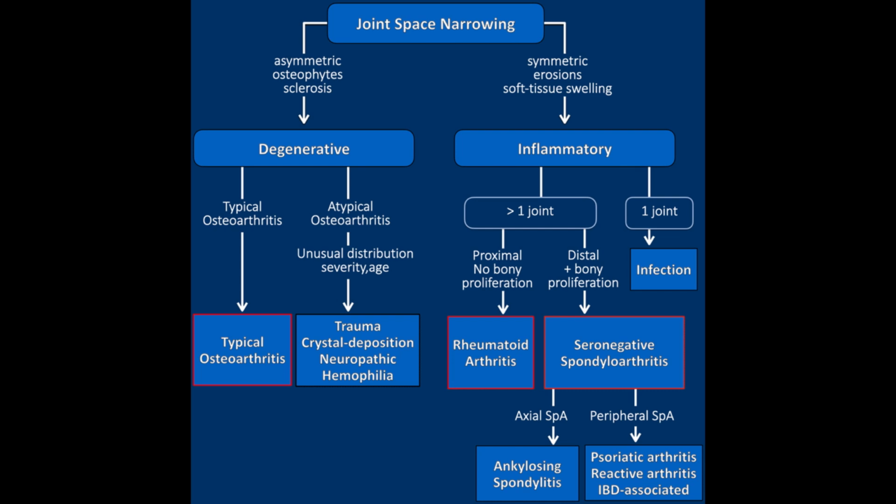Proximal joints, no bony proliferation, that's rheumatoid arthritis. Distal joints with bony proliferation, that points to the seronegative spondyloarthropathies. And within this group, we divide further. Axial SPA includes ankylosing spondylitis. Peripheral SPA includes psoriatic arthritis, reactive arthritis, and IBD-associated arthritis.